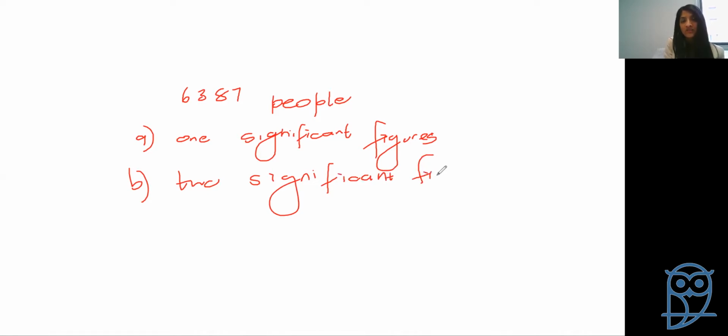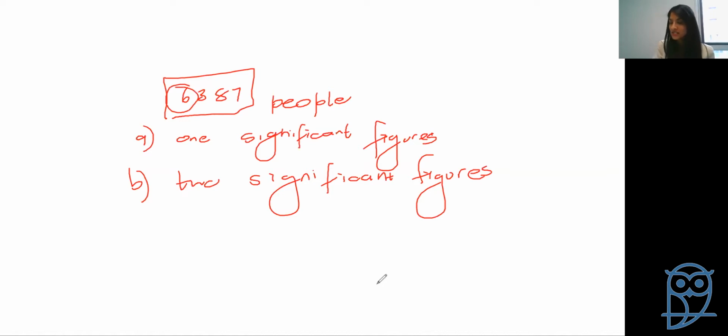Now, just looking at the number that we have, 6,387, the first significant number, one significant number would be what? The most important figure in this number is the 6. Okay, 6 is the most important number. It has the most amount of worth. It is worth 6,000. So the first significant number will be 6,000. Okay, 6 is said to be the first significant number in this figure.